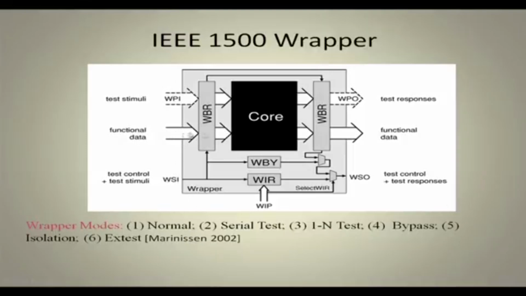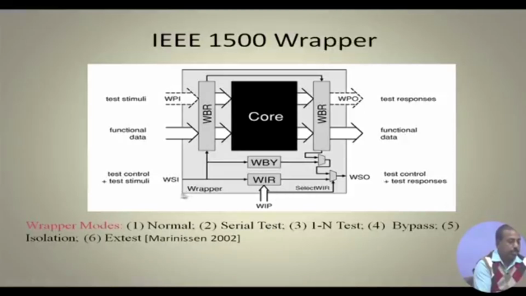It can get the functional data, and this functional data can be applied to the core. That is the normal operation of the system. In the test mode, we have serial tests, in which through the WSI line the test patterns can be loaded into the WBCs that we have here, or we can have the one to n test. This is a multicast sort of thing: from one point I want to test n cores parallelly. All of them will be loaded simultaneously, all those scan chains will be loaded simultaneously. Or it may be a bypass mode, where through the WBY, the wrapper bypass register, it will go to WSO. That mode is there.